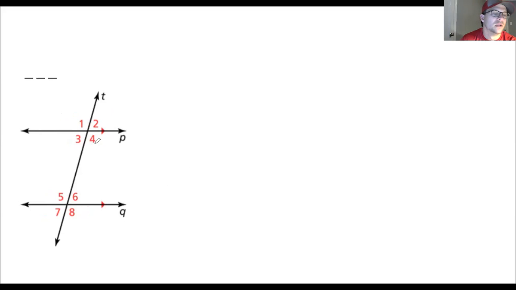Consecutive interior. We're ignoring the exterior because we see the word interior. So consecutive would mean that they are on the same side of the transversal, which would mean 3 and 5 are consecutive interior. Those two are supplementary. That means they add up to 180 degrees. The other pair would be 4 and 6. Since those two are consecutive interior angles, they are supplementary.